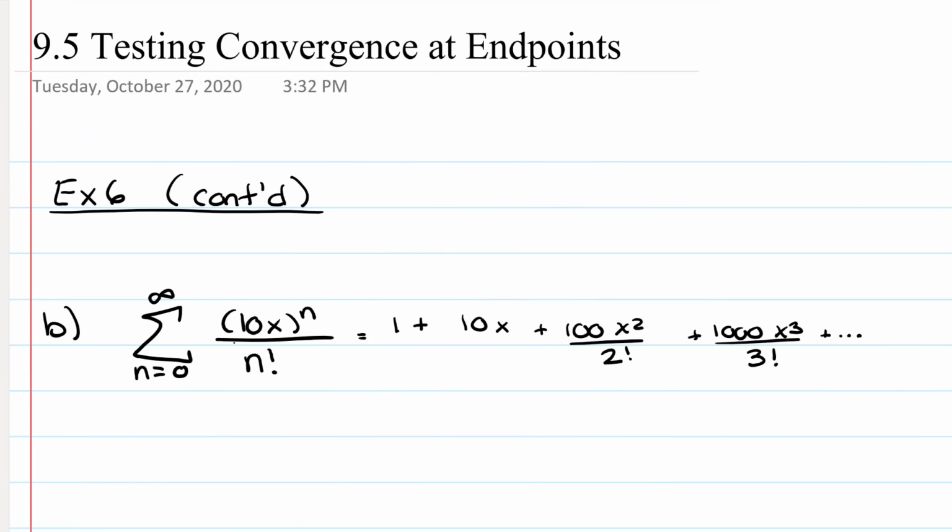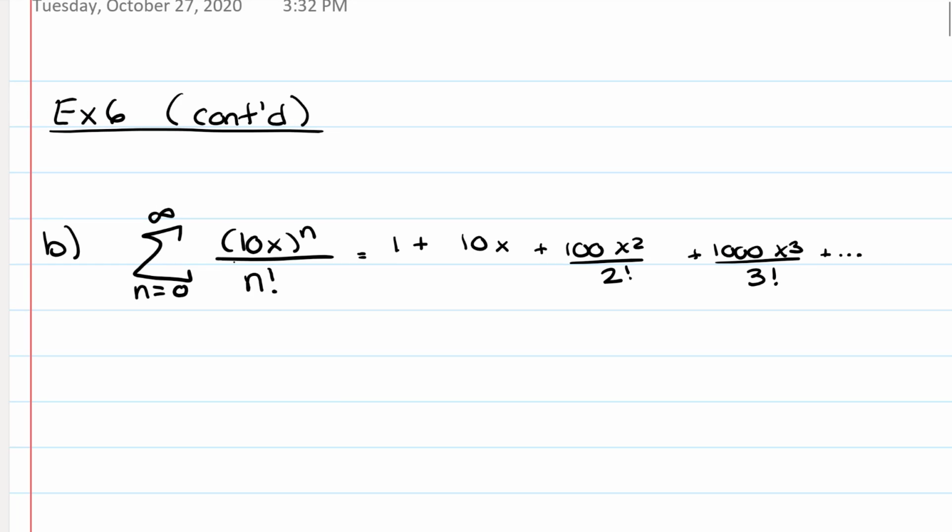9.5 Example 6 continued. So in this video, we're going to talk about more series to continue from the last video on how to determine convergence and intervals of convergence. So we have this nice little series right here, sigma 0 to infinity, 10x to the n divided by n factorial. Now my gut is saying this is going to converge because n factorial grows faster than a power. Okay, so let's go ahead and use that ratio test.